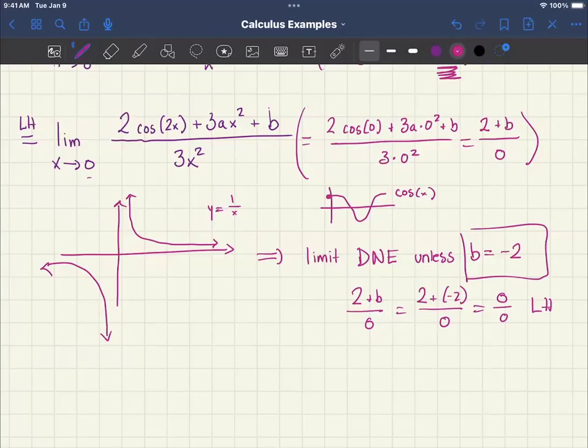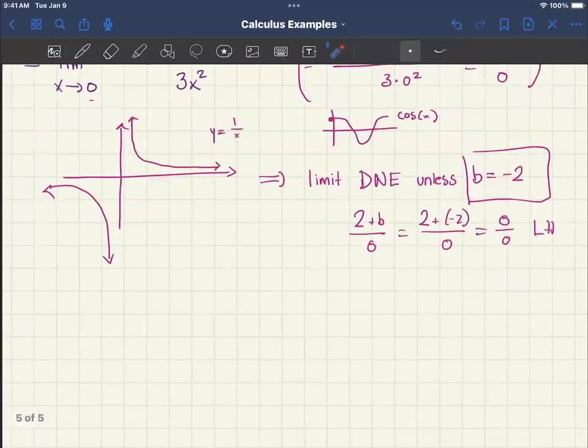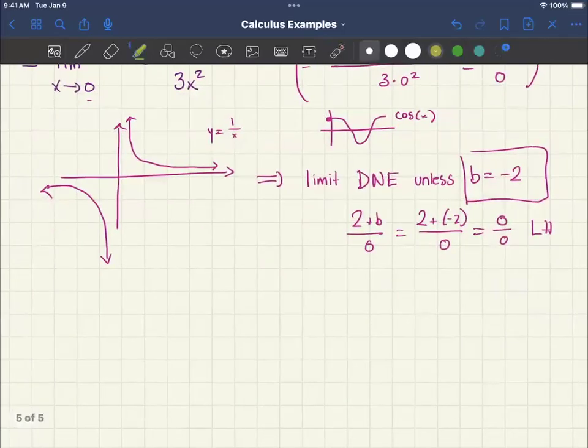If b is anything other than negative 2, you can see what's going to happen here: as x goes to 0, this term is going to go to 0, this term is going to go to 2, and we'd have 2 plus some number over something that's going to 0, which is going to look like this. So, whew, that was a lot. Okay, so here's our first thing that we need to have. Let's do our L'Hopital's rule again.